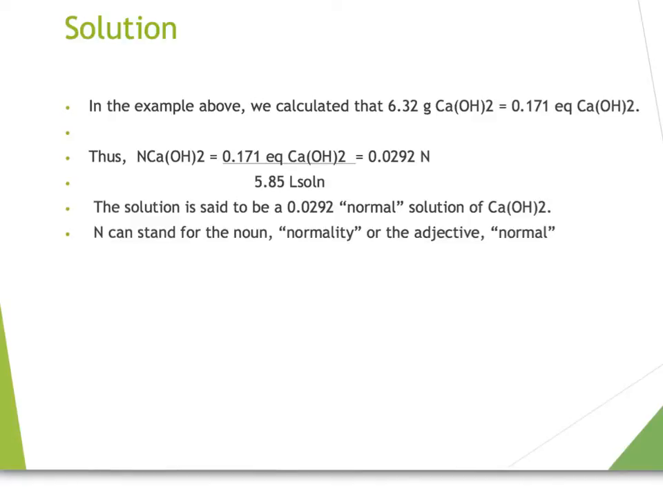Do remember that normality is equivalents per liter. Our original problem gave us 5.85 liters for our solution. So to calculate the normality, we take our equivalents, we divide it by our liters of solution stated in our problem, and we would have a normality of 0.0292. The solution is said to be 0.0292 normal. The N stands for the noun normality or the adjective normal.